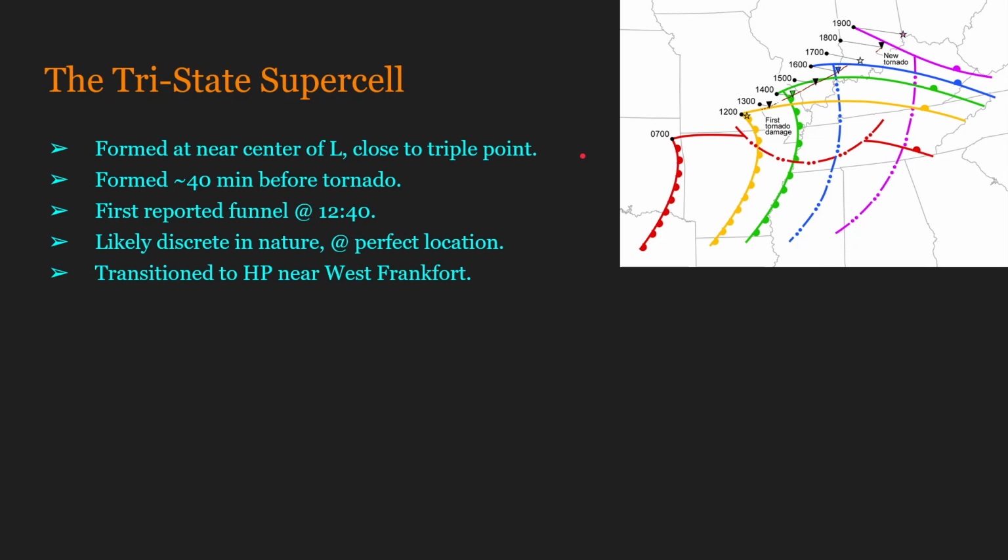Lastly, the supercell most likely transitioned, or at least I should say reported to have transitioned, to a high precipitation mode near West Frankfort. This is approximately where this black triangle is in the middle of southern Illinois here. That's just around where West Frankfort is. A high precipitation cell is obviously going to be producing more rain and hail. There's more moisture available, and it would cause the tornado most likely to become rain wrapped, which would have made it even more dangerous than it already was.